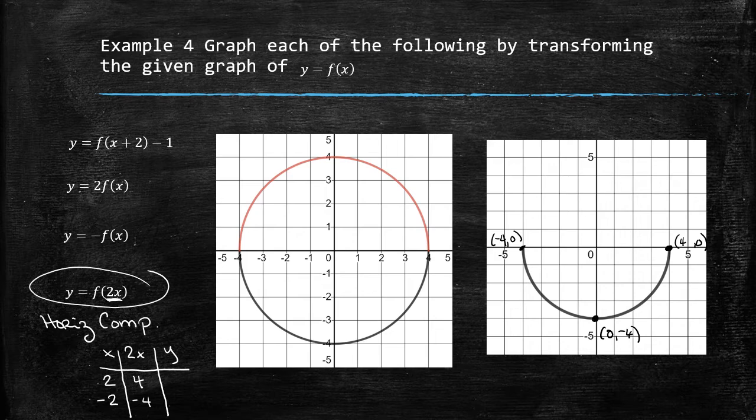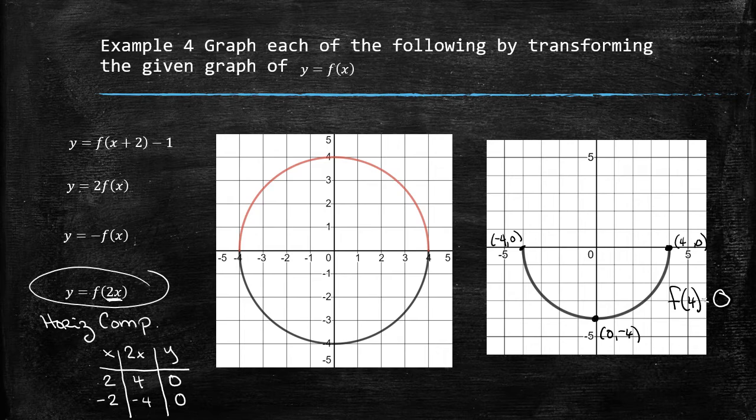And now if this input is 4, I can see from my graph that the output is 0. So the point 4, 0 is on my graph. What that means is that f of 4 is equal to 0, right? So f of 4 equals 0, and that's what we have right here. It doesn't matter if you call it 2x or 4. When you input 4, the output is going to be 0. Same thing with the -4.